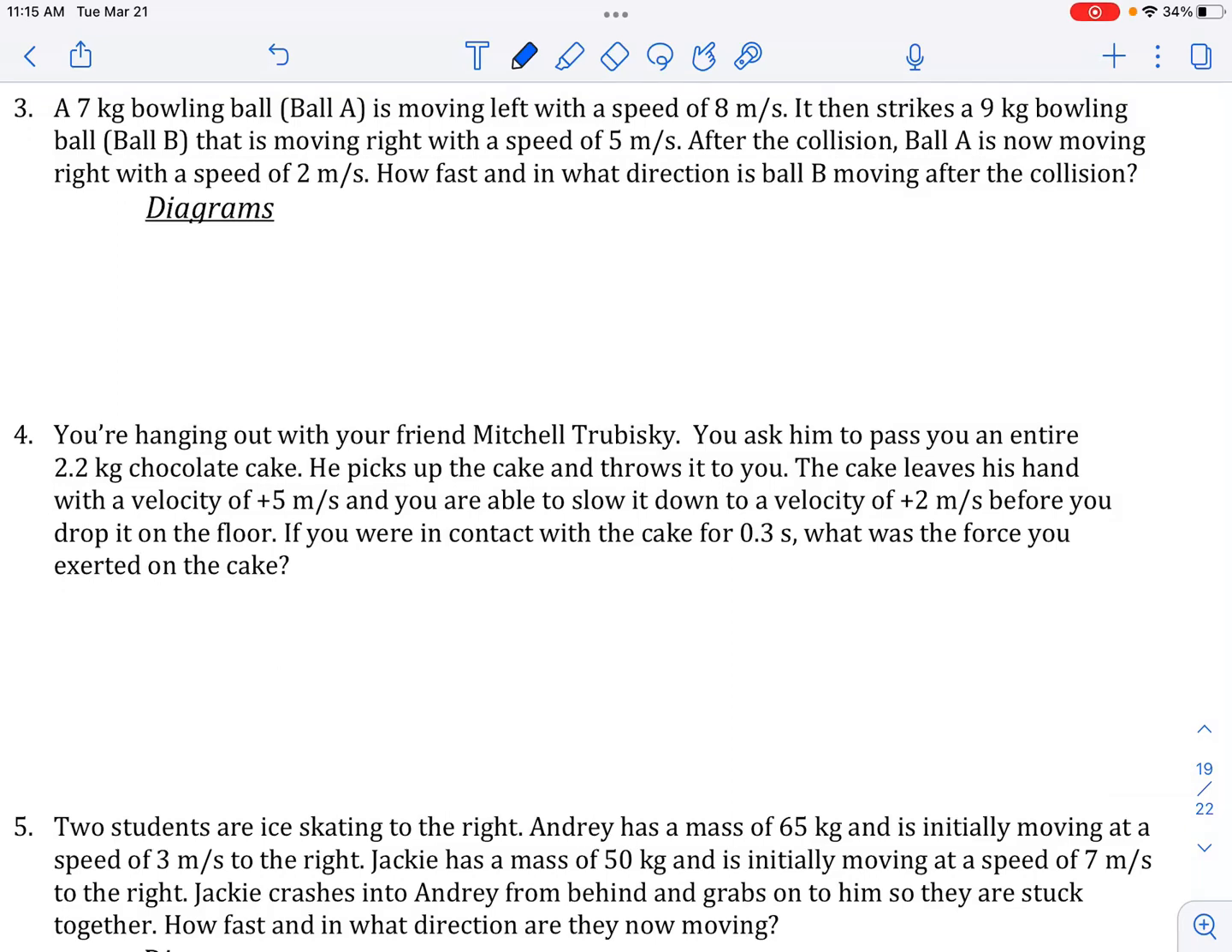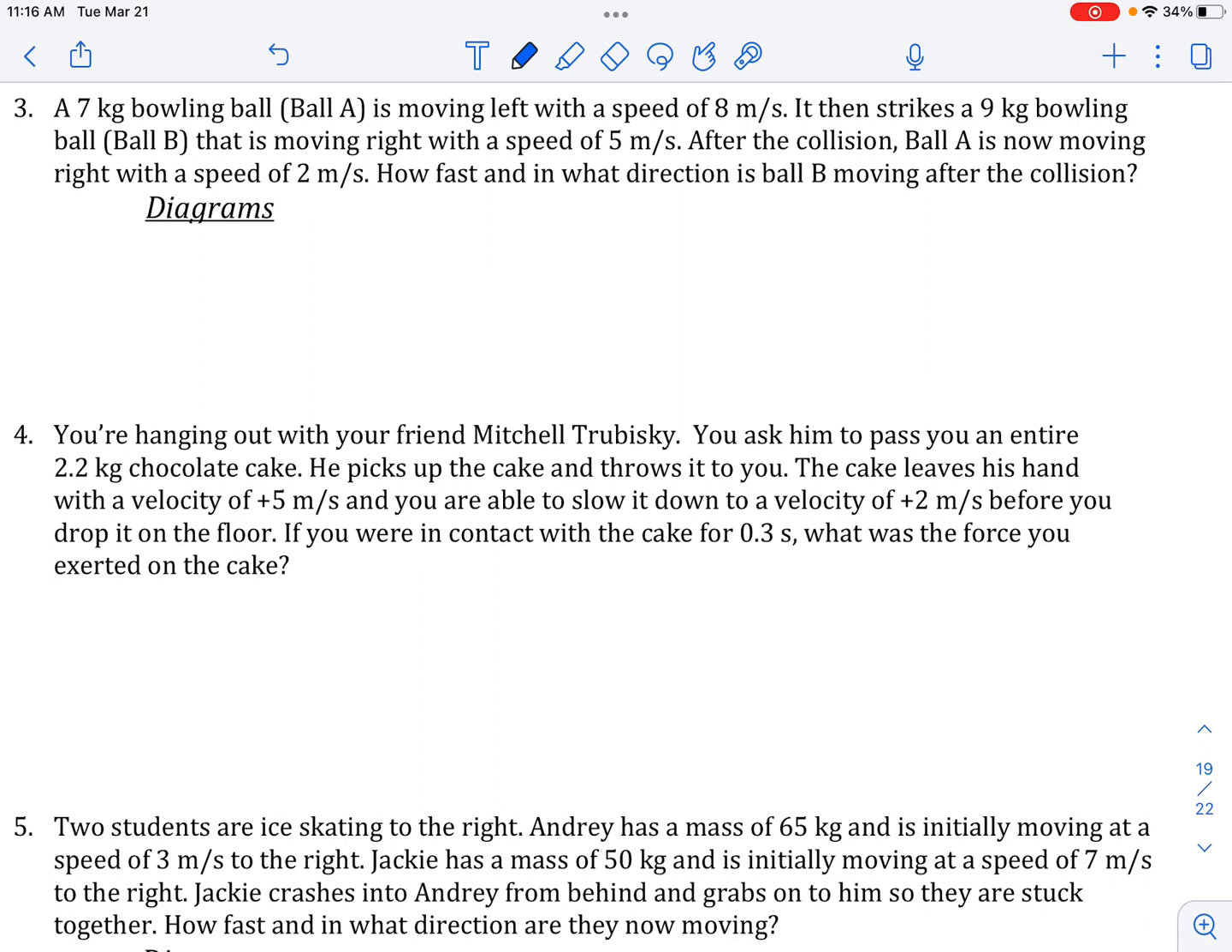All right, final problem here. Let's do page 19, number 4. You're hanging out with your friend Mitchell Trubisky, the old Chicago Bears football quarterback, and you ask him to pass you an entire 2.2 kilogram chocolate cake.